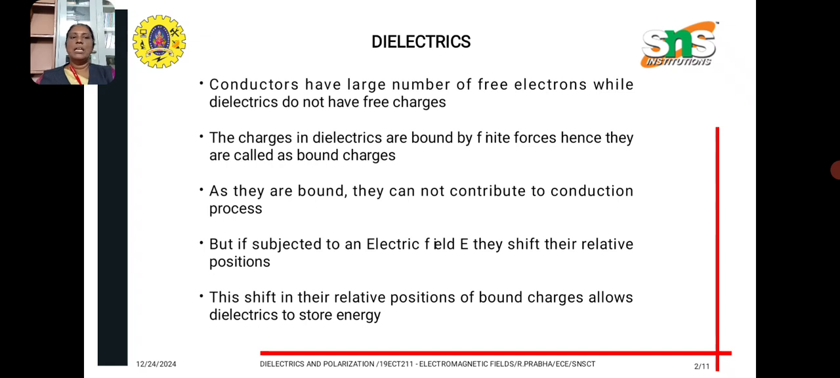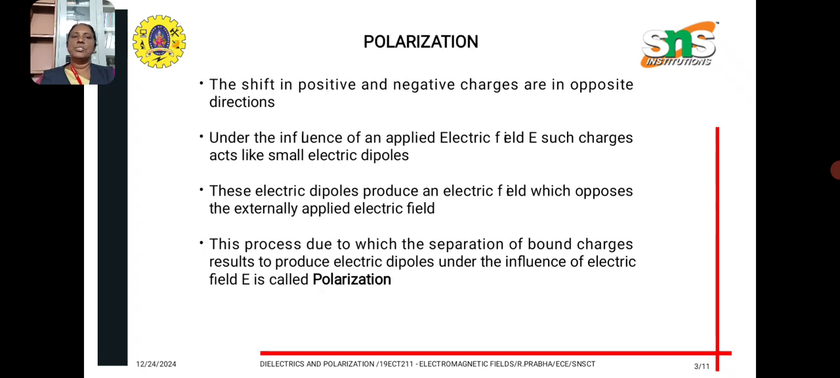The charges in dielectrics are bound by finite forces, hence they are called bound charges. As they are bound, they cannot contribute to the conduction process. But if subjected to an electric field E vector, they shift their relative positions. This shift in the relative positions of bound charges allows dielectrics to store energy.